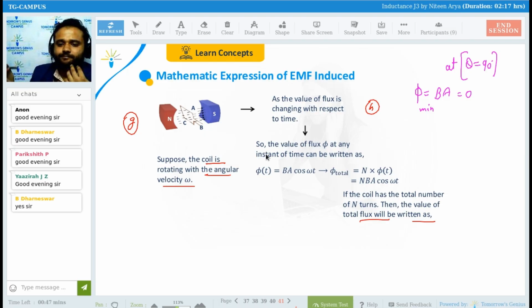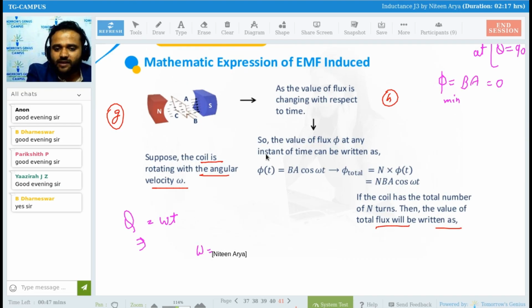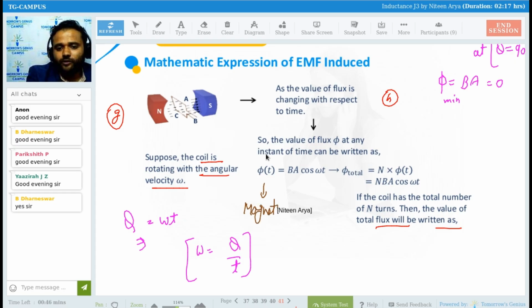Is this clear, everyone? BA cos omega t. Here theta I can write as omega t, because the angle is changing with respect to time. It is not angular frequency right now, it is angular velocity, theta upon t, where theta is angular displacement. That is why I write BA cos omega t, because I need to make the magnetic flux related with time.